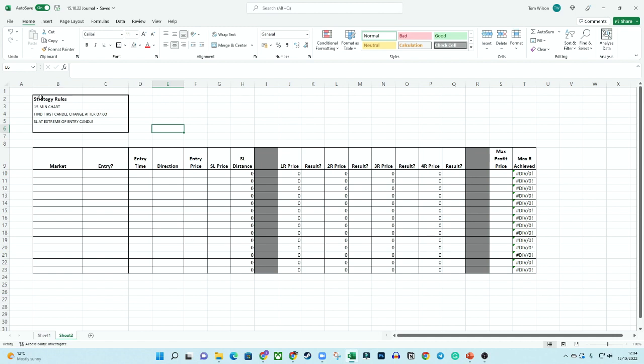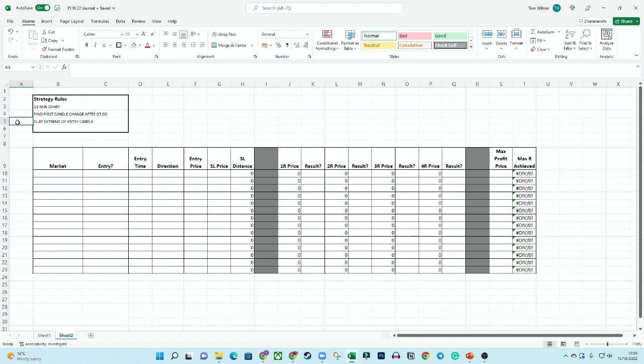So for example here, what we've got is, I'm going to use a 15-minute chart. I'm going to find the first candle to change after 7 a.m. on the market. So essentially, if we get a bearish candle at 7 a.m., if it closes as a bearish candle, the next bullish candle, I will take a trade in that direction. And also I will place a stop loss at the extreme of that entry candle. So if it's bullish, I'll place it at the low of the candle. If it's bearish, I'll place it at the high. Really basic rules here. Nothing overly complicated.